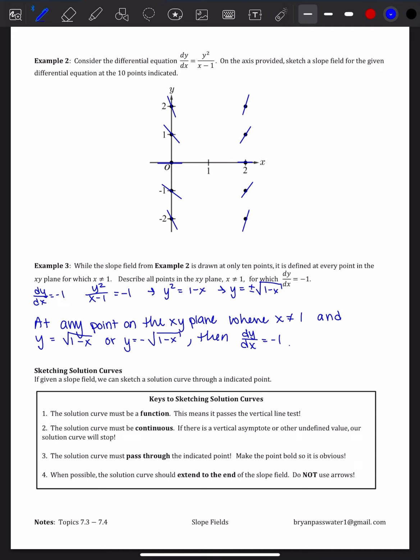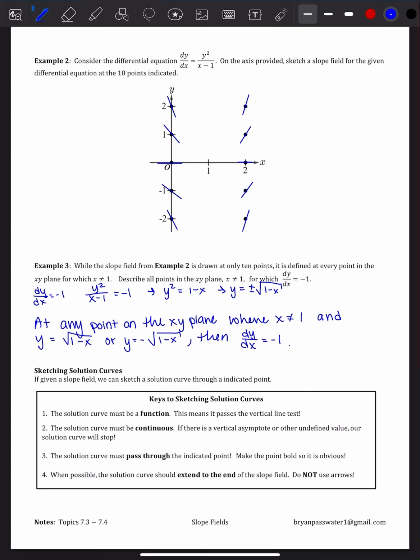So we stop at any holes, any asymptotes. The solution curve must pass through our indicated point, so really make that point super obvious, which you'll see in a second. And when possible, the solution curve should extend to the end of the slope field. Do not use arrows. So if they give you a box to fill in a solution curve, draw the curve to the end of that box, or draw the curve to the end of that graph.